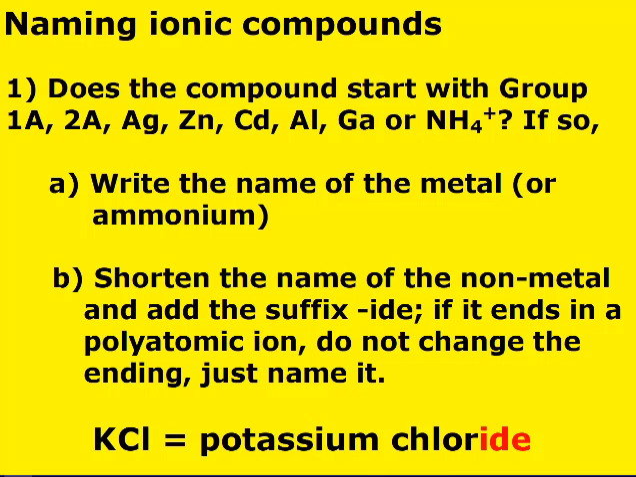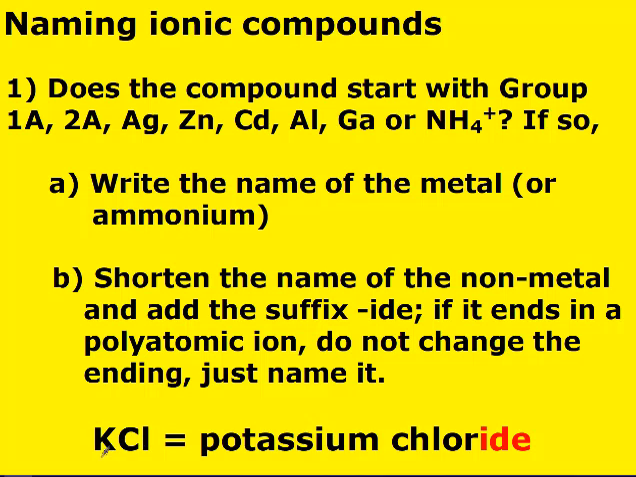When naming ionic compounds, you first have to ask: does the compound start with group 1A, 2A, silver, zinc, cadmium, aluminum, gallium, or ammonium? If so, we write the name of the metal, or ammonium, and then you shorten the name of the nonmetal and add the suffix -ide. If it ends in a polyatomic ion, though, do not change the ending, just name it.